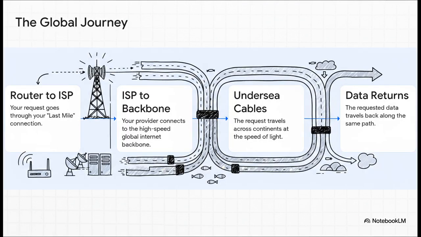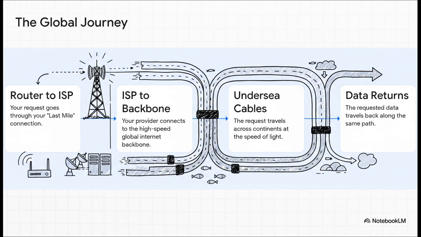Okay, so from your router, your little request travels that last mile and connects to your provider. And that's where it merges onto the global internet backbone. This thing is the real superhighway, a mind-boggling network of fiber optic cables. And get this, many of them run for thousands of miles along the ocean floor, connecting entire continents at pretty much the speed of light.